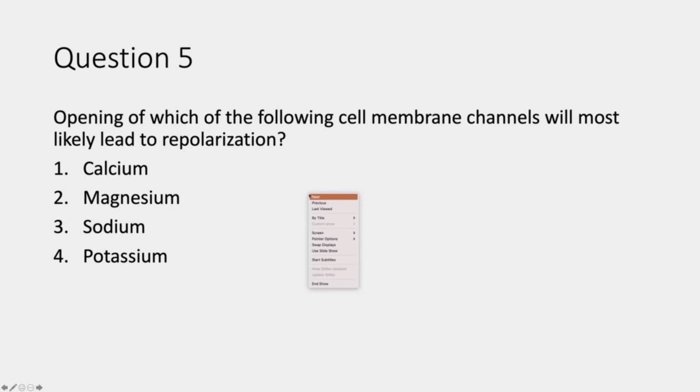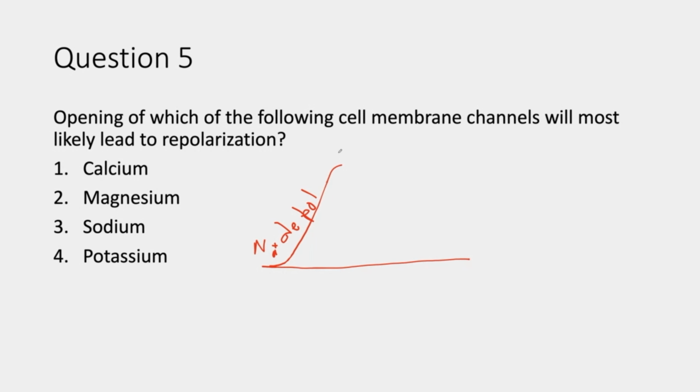Remember repolarization, and let me clarify this here. So let's say this is the resting membrane potential. When sodium channels open, the membrane depolarizes when sodium moves inside the cells. Then there is a peak here, and then we have the repolarization phase. That occurs because potassium is moving out of the cells. So we have less positive charges, moving towards the negative value.